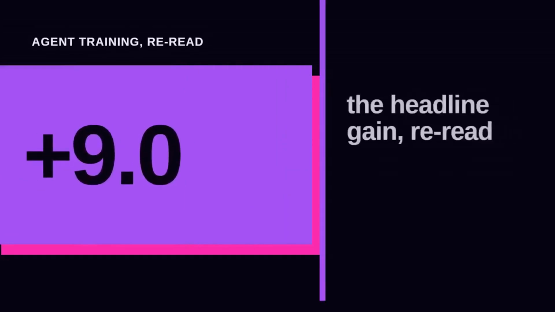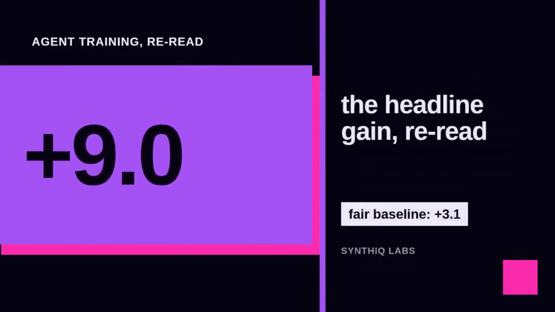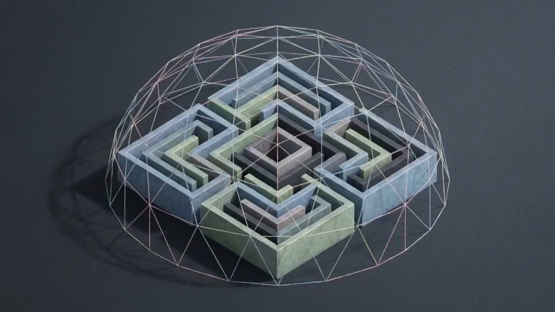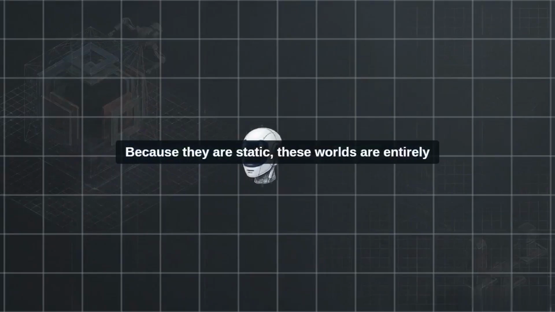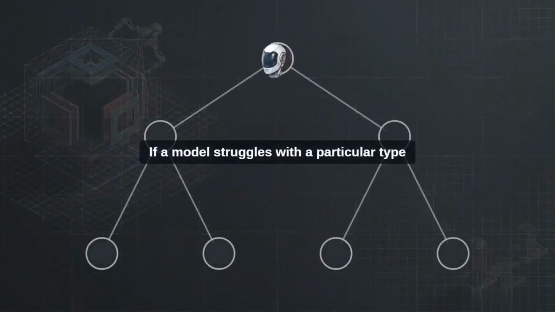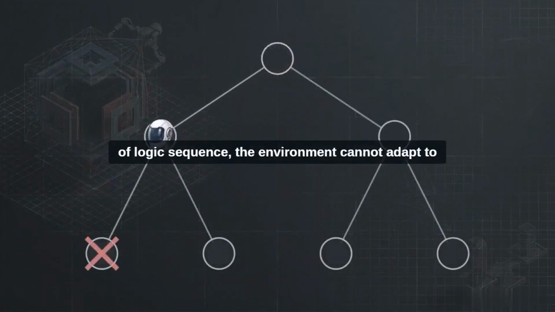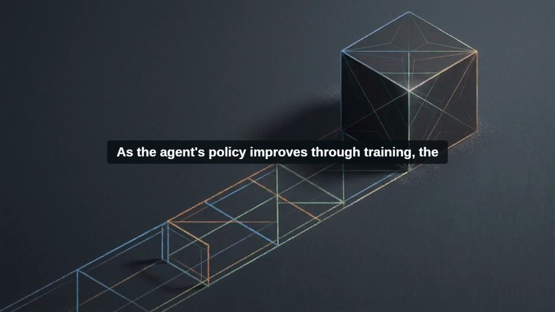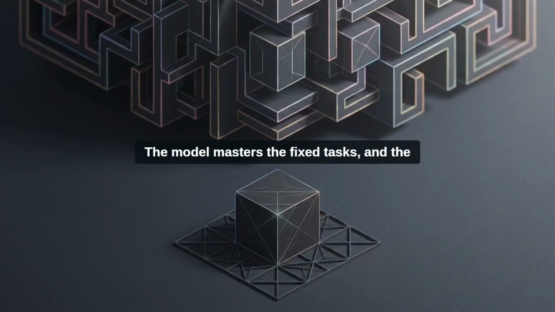The environments these agents train in are hand-built by human engineers. Once they are built, they remain completely static. Because they are static, these worlds are entirely blind to an agent's specific weaknesses. If a model struggles with a particular type of logic sequence, the environment cannot adapt to test or teach that exact skill. As the agent's policy improves through training, the original environment rapidly loses its utility. The model masters the fixed tasks, and the static world is left behind.